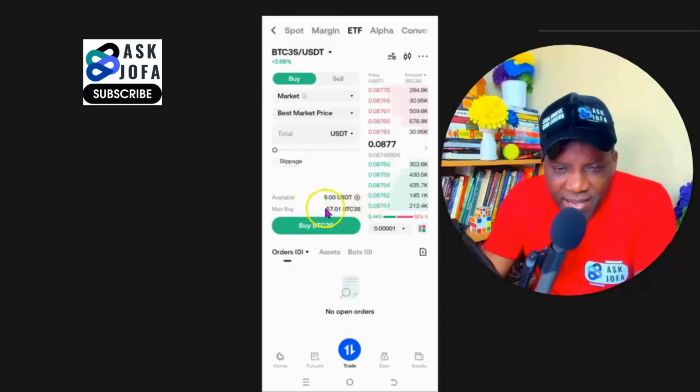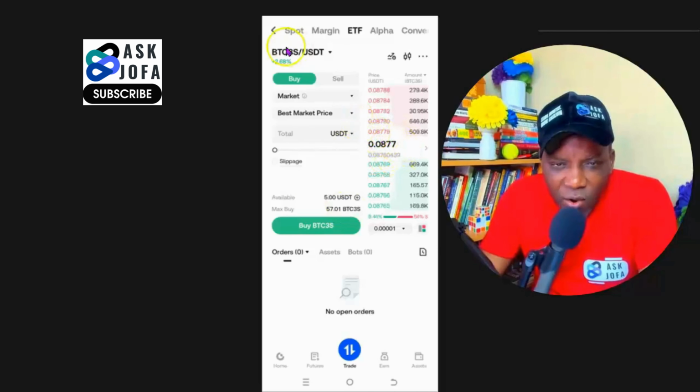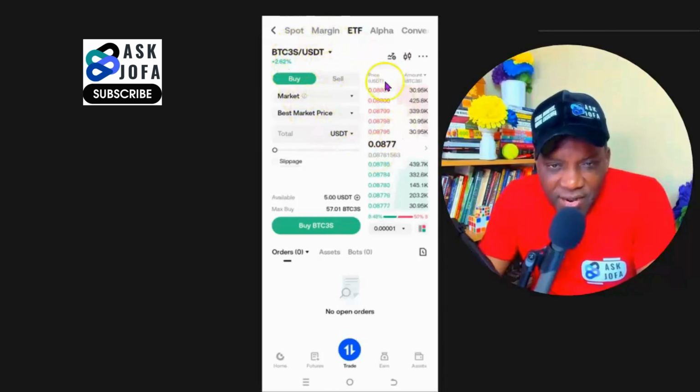The maximum I can buy is this. That is with this amount. The maximum I can buy is this. And this is the current price of this leverage token. Don't forget, this is not the price of Bitcoin. This is a different token that is leveraging on Bitcoin percentage change in price. So this has nothing to do with Bitcoin.